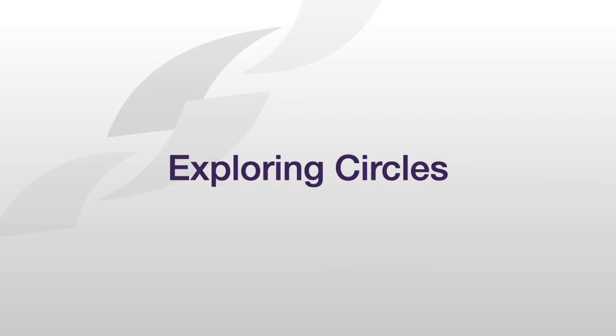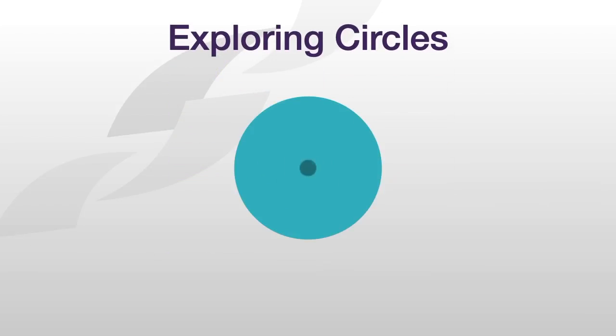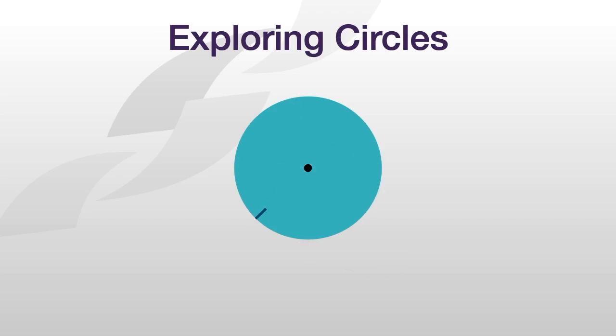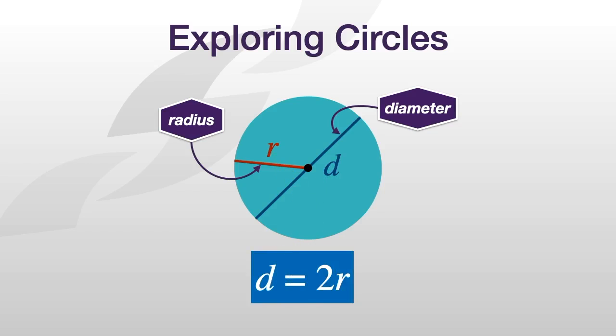So, let's explore circles and learn some important vocabulary. A circle has a center. And what defines a circle is that every point on the edge of the circle is the same distance from the center. A line through the center that goes all the way across is called a diameter. If the line goes from the center to the edge, it is called a radius. As we can see, a diameter will be twice as long as a radius.